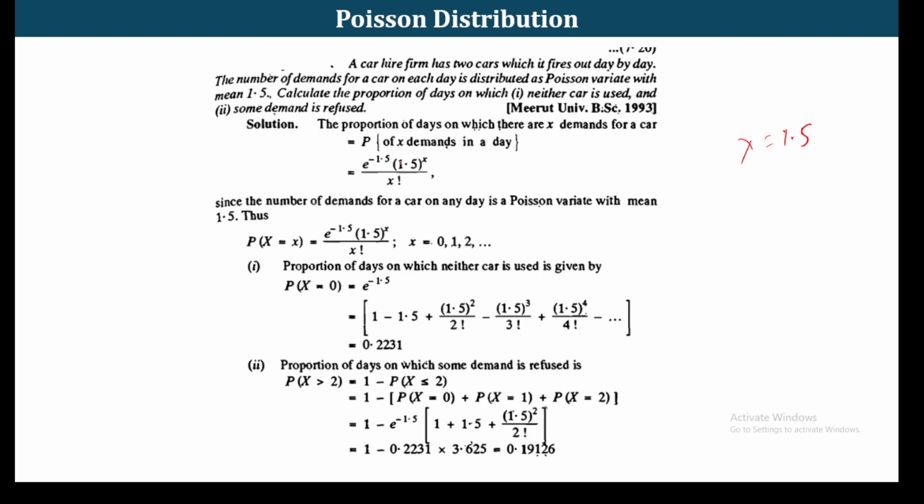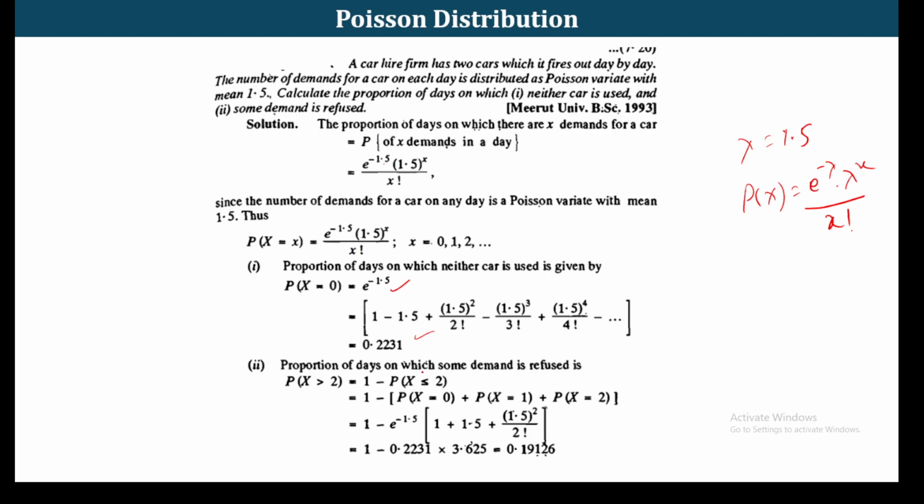If we apply the formula, P of x equals e to the power minus lambda, lambda to the power x, divided by x factorial. Lambda is 1.5, so 1.5 to the power x, and then x factorial. Now, what is the first question? Proportion of days on which neither car is used. In that case we don't have any demand, so x is equal to 0. If you put x equal to 0, 1.5 to the power 0 will be 1, and 0 factorial will be 1. So you will get the answer.